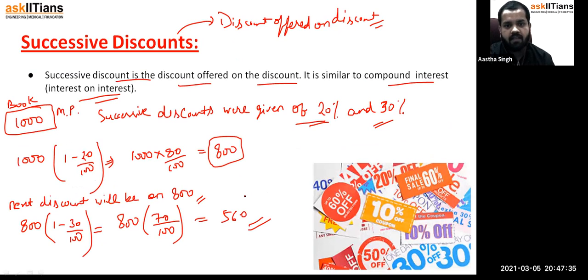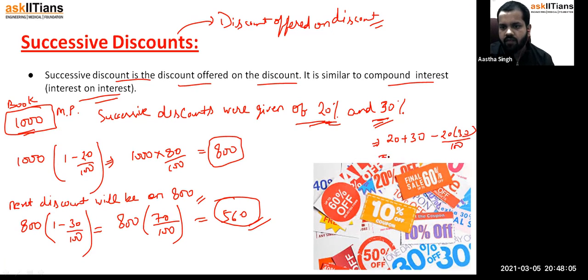So yeah, guys, let us look at this. We have taken an example. Your 1,000 was your market price and successive discounts were given of 20% and 30%. What was your final result? Your final result was 560. So for your 20% and 30%, we can do it by this formula. The final discount of 20%, 30% will be what? 20 plus 30 minus 20 into 30 by 100.